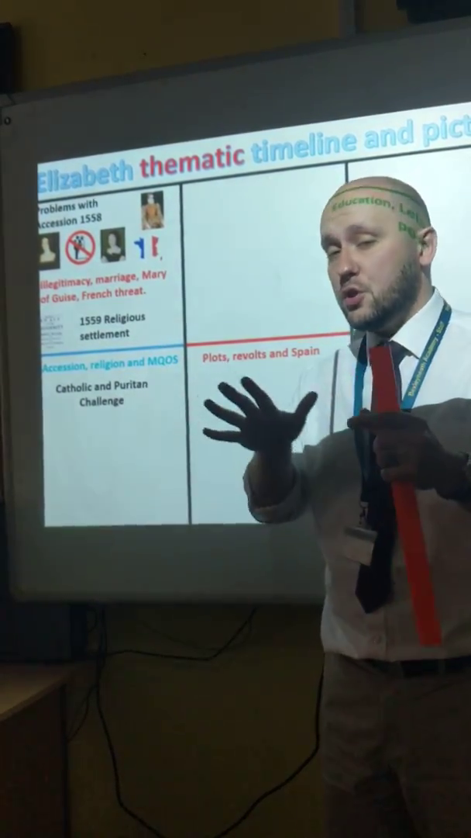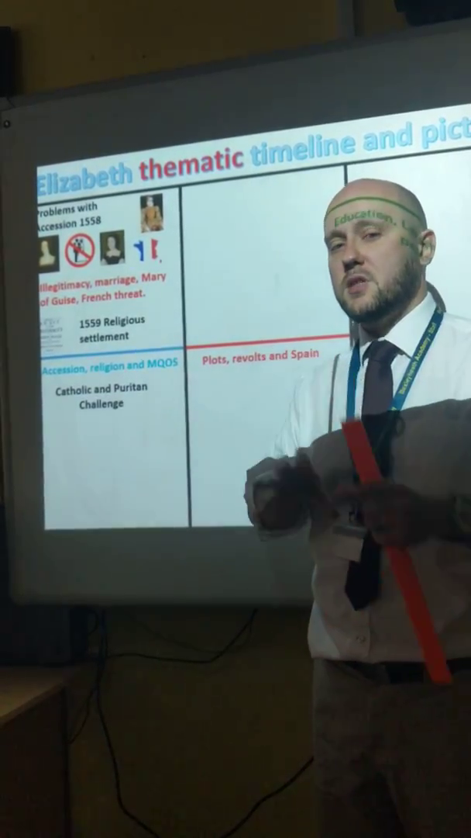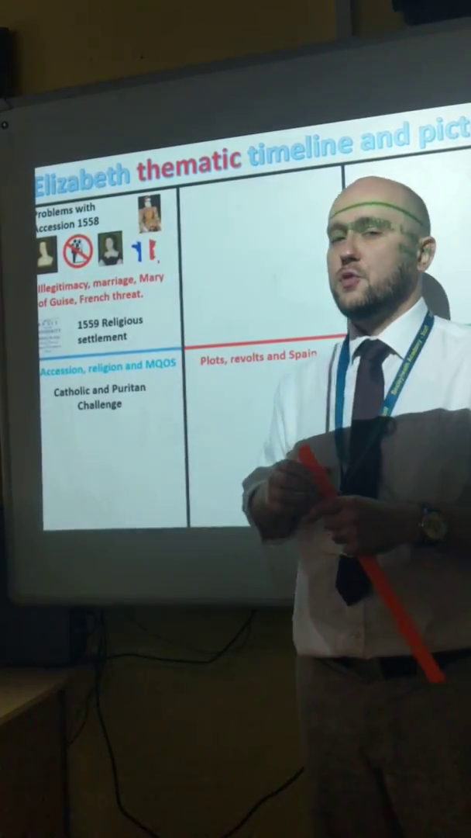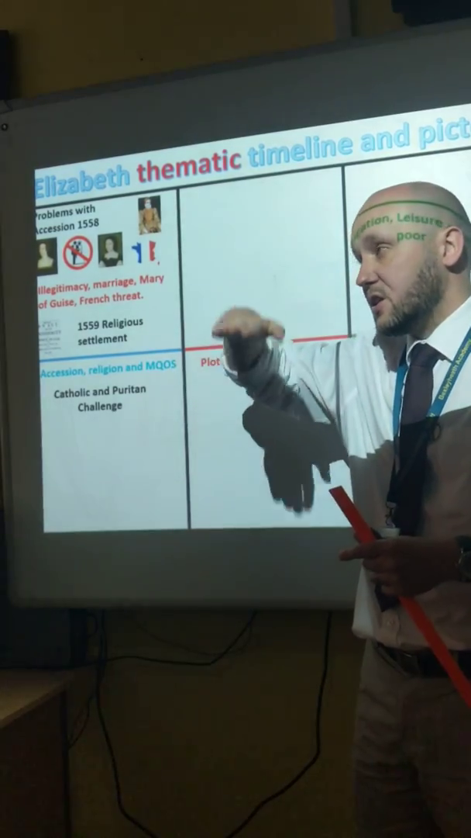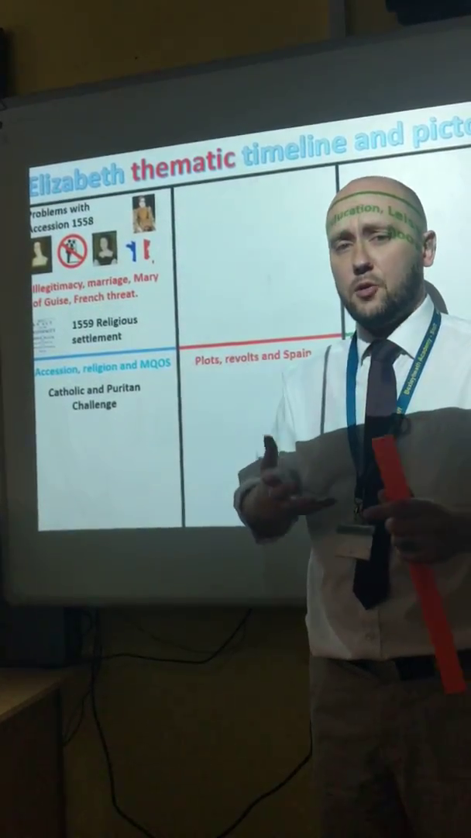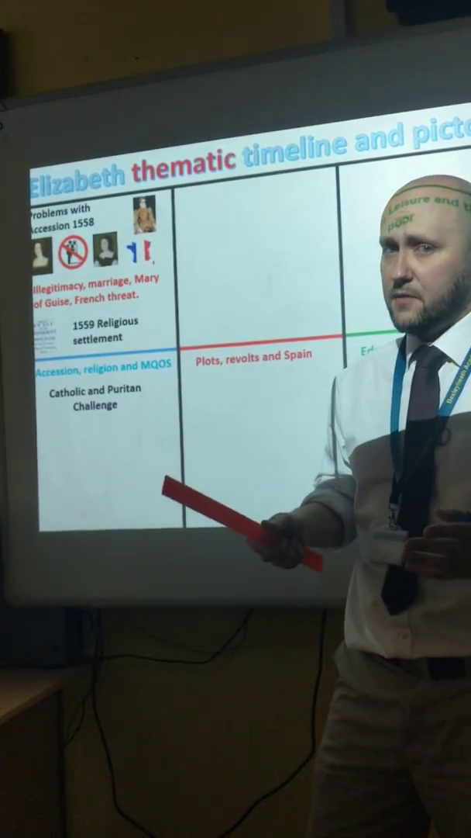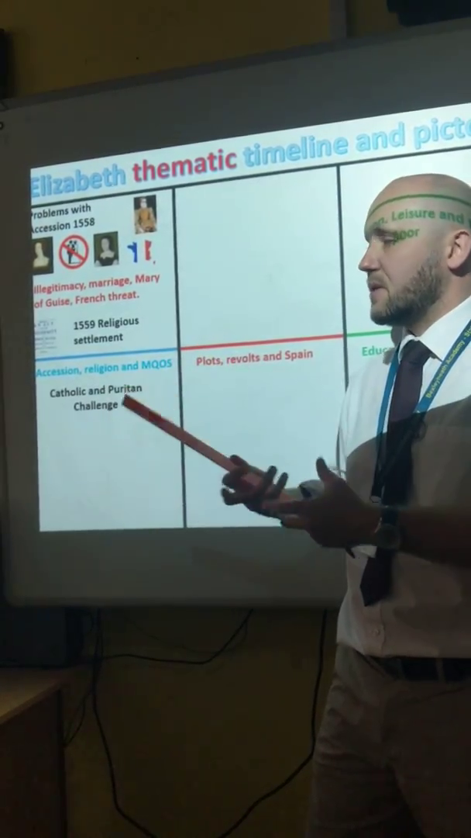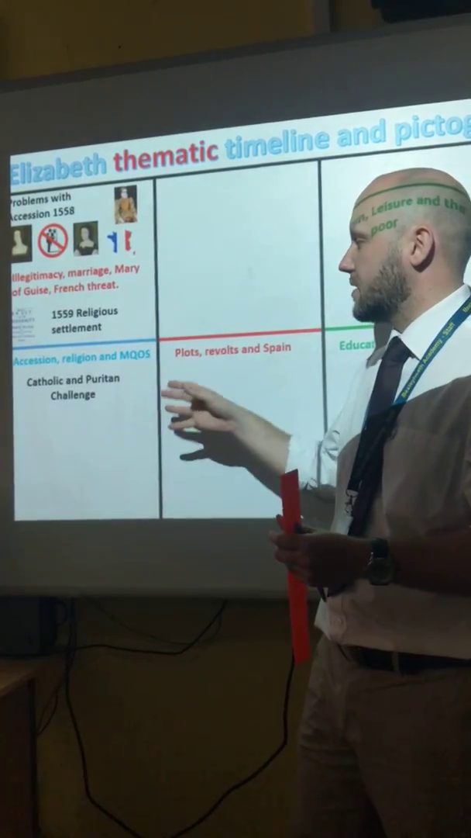Many Catholics do choose to do this, and they become recusants. She also passes the Act of Supremacy, and this means that she's actually the supreme head of the Church. And for Catholics, it's a bit of an insult, because the Pope is the head of the Church. So this puts her out of favour with the Pope, but that kind of comes later.